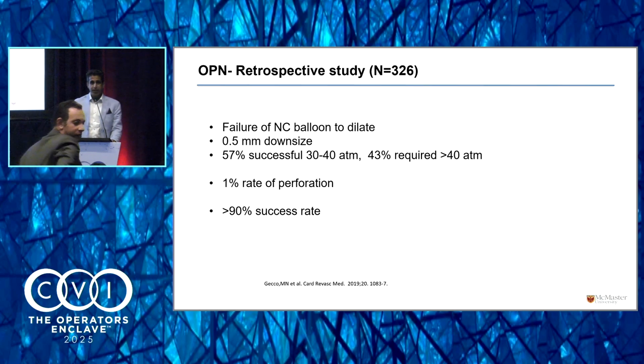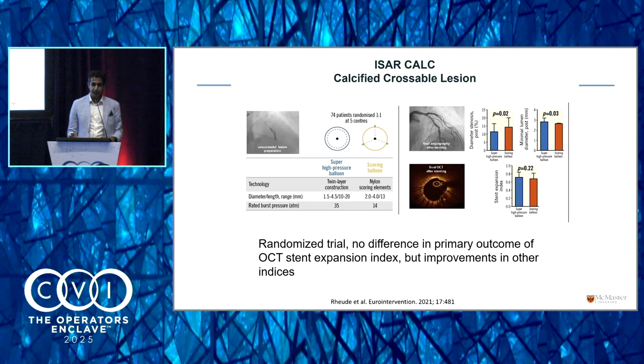There's even a larger European study, more than 300 patients. They looked at the classic scenario. You take an NC, there's a waist, it fails to dilate. They downsized by 0.5 millimeter, they imaged everybody. And what was interesting is about 60% dilated between 30 and 40 atmospheres, and then they went off-label, and went above 40 atmospheres, and actually the vast majority of those dilated when you go above. So I have taken the OPN off-label up to 45 atmospheres, and there was a 1% perforation rate and very high chance of success. So if all else fails, you can crank up that OPN with care.